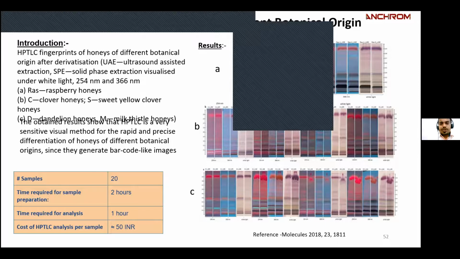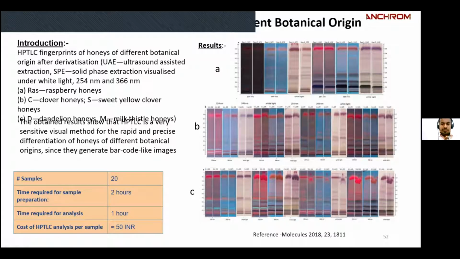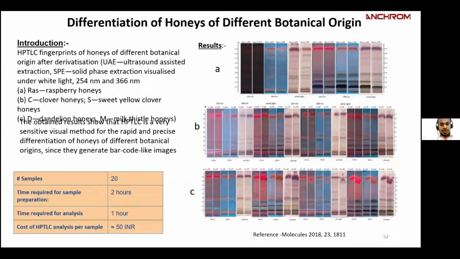By using HPTLC fingerprint, you can differentiate between various species or various sources of honey. So here you can see, for example, if the honey is from raspberry source, or if the honey is from clove, it is different, because if the source is changed, the honey is going to change. So various types of honey will have different fingerprint patterns, and with respect to this pattern, you can say whether it is raspberry honey, or it is clover honey, or it is another species of honey.